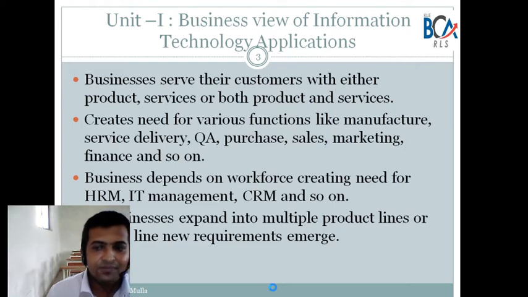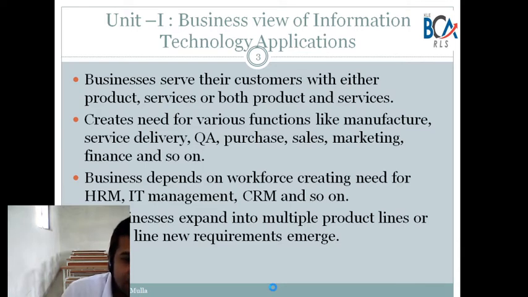So as the products increase, the horizon is also expanded. Then you are having quality assurance, you are having purchases, you are having sales, you are having marketing, you are having finance, and so on. Now, the business depends on the workforce, creating need for human resource management, IT management.